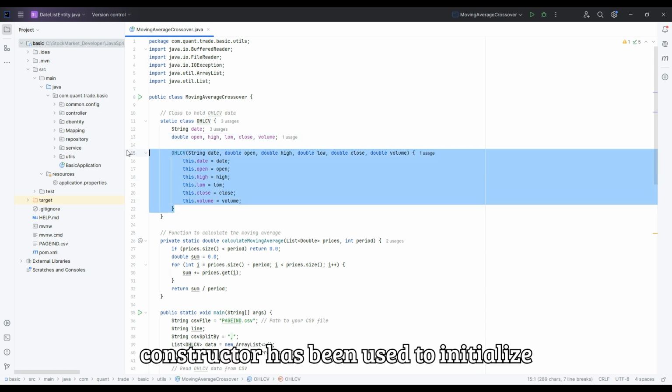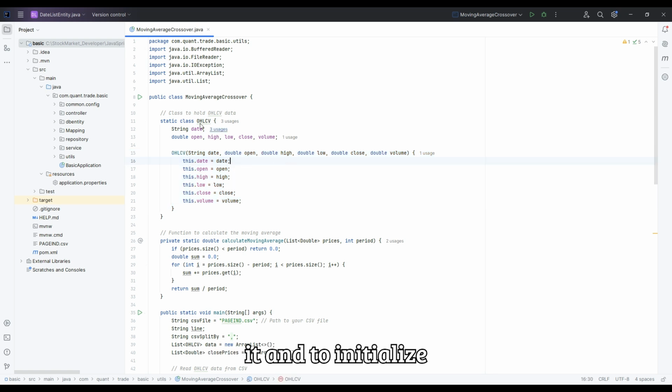And a constructor has been used to initialize the object with these given values.